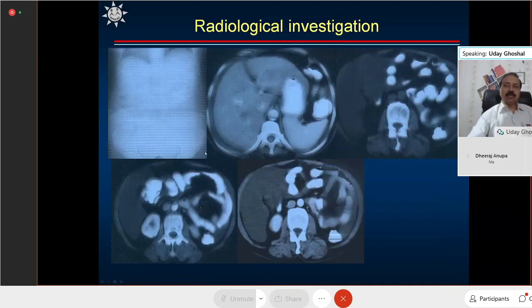So here is a patient who has scalloping in the liver. This I do not have the image. You have fluid which is of high density, and it is free fluid. This is inside the peritoneum. So what is the diagnosis now?